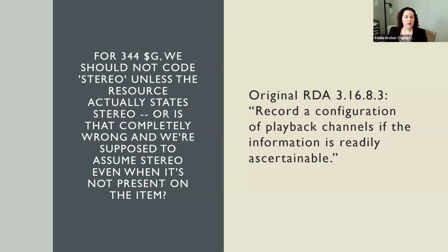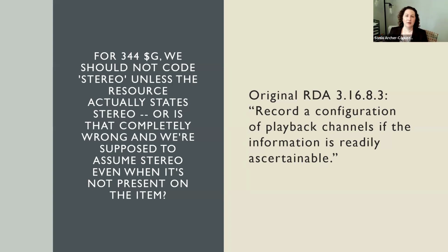And let's see, that brings me to the next question. Somebody said for 344 subfield G, we should not code stereo unless the resource actually states stereo. Or is that completely wrong and we're supposed to assume stereo even when it's not present on the item?